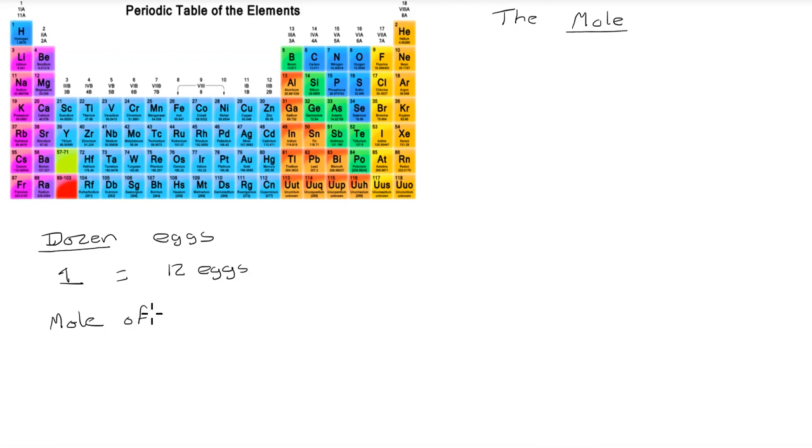a mole of, let's say, eggs, that would mean that you would have, and this is the number that we use, 6.02 multiplied by 10 to the power of 23 eggs. Now, this is a huge number of eggs. If we think about 10 to the power of 23, this is an unimaginably huge number.